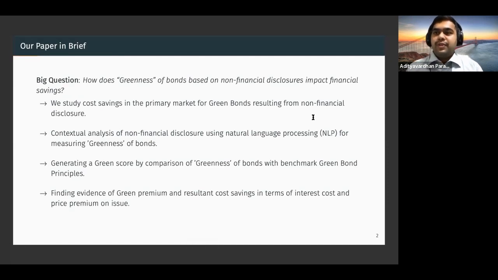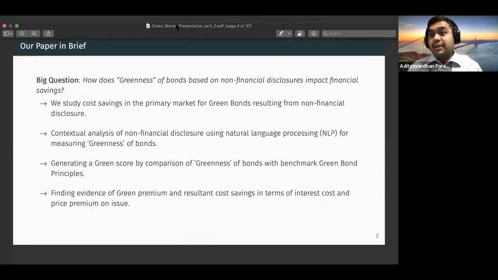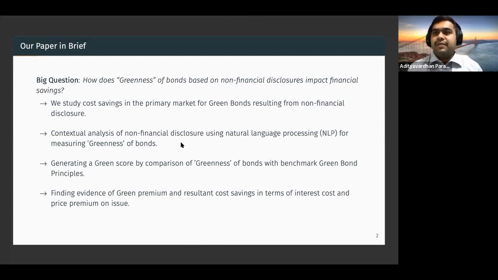As we all know, green bonds are financial instruments that are used to finance sustainable sources, for example, investments in renewable energy or any sort of green projects, which will help sustainable development or which will be environmentally friendly. So now we have a big question: how does the greenness of bonds, based on non-financial disclosures, impact financial savings?